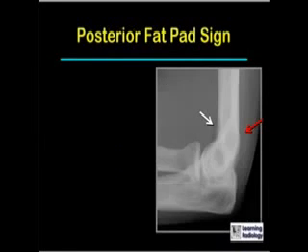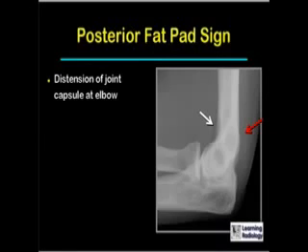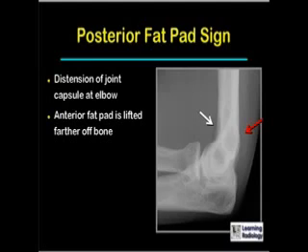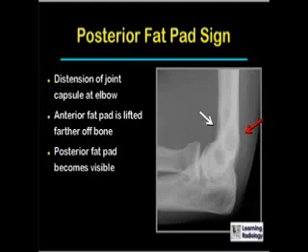Probably the most famous of all of the fat planes is the posterior fat pad sign that's seen at the elbow. It is due to distension of the joint capsule at the elbow. This is fluid that collects intracapsular but extrasynovially. The anterior fat pad, which is normally present, is lifted up so that it is almost 90 degrees sometimes, perpendicular to the anterior aspect of the distal humerus. The posterior fat pad, which is invisible normally, will become visible with distension of the joint capsule.